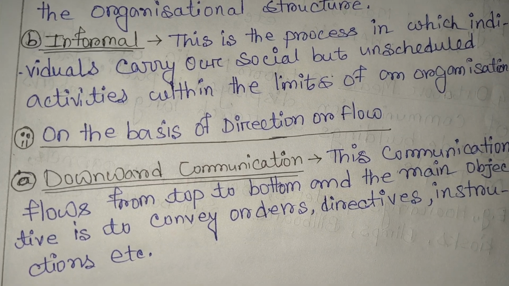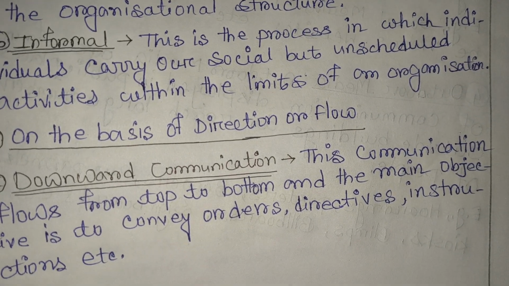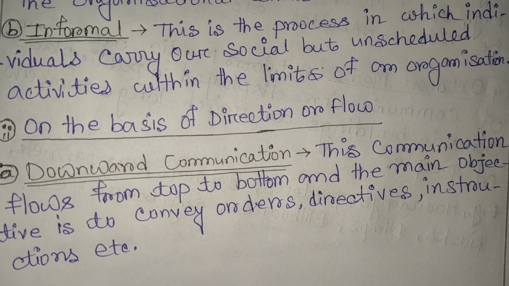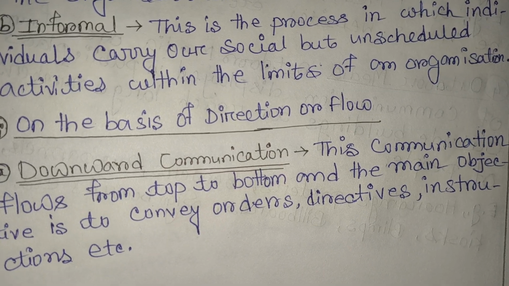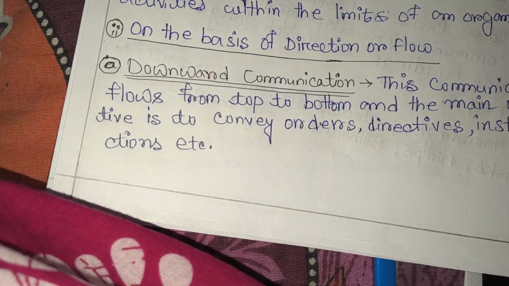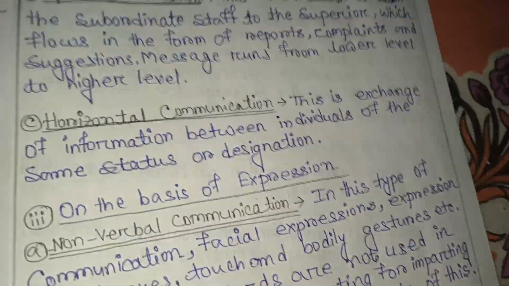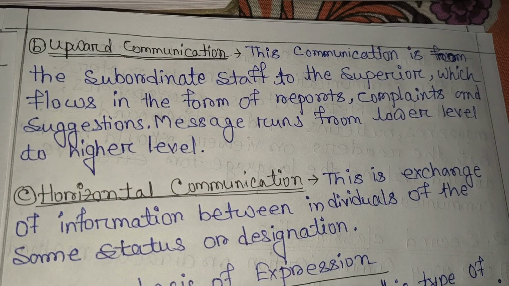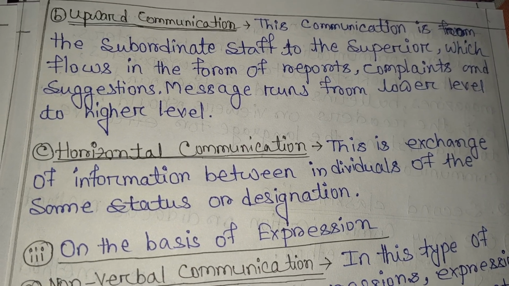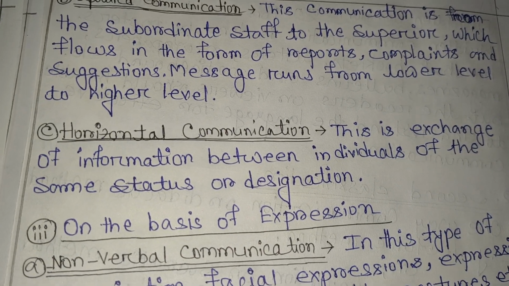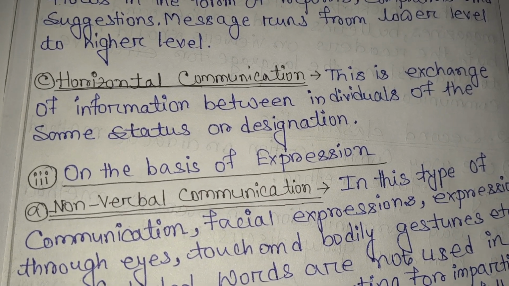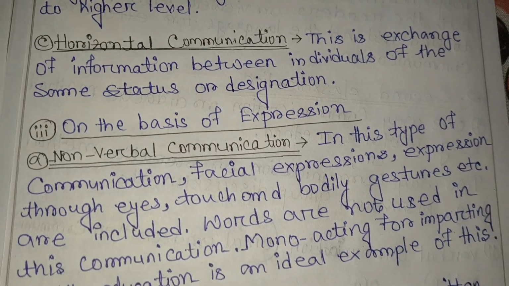On the basis of direction or flow. Downward communication: this communication flows from top to bottom and the main objective is to convey orders, directives, instructions, etc. Next, upward communication: this communication is from the subordinate staff to the superior, which flows in the form of reports, complaints, and suggestions. Message runs from lower level to higher level. Horizontal communication: this is the exchange of information between individuals of the same status or designation.